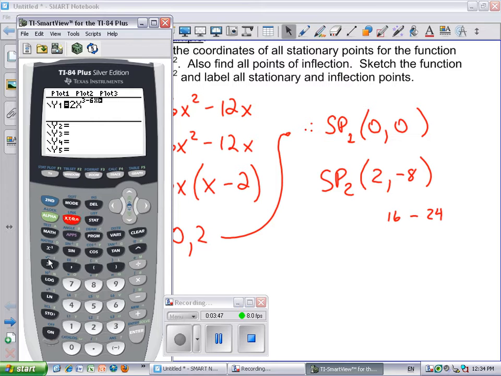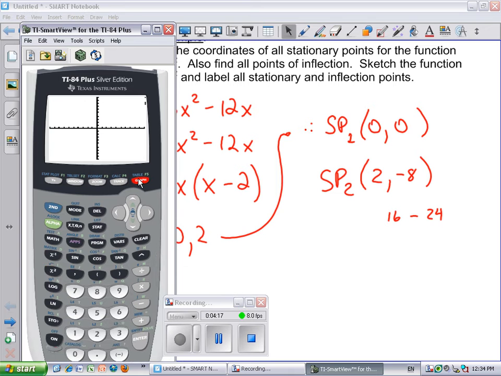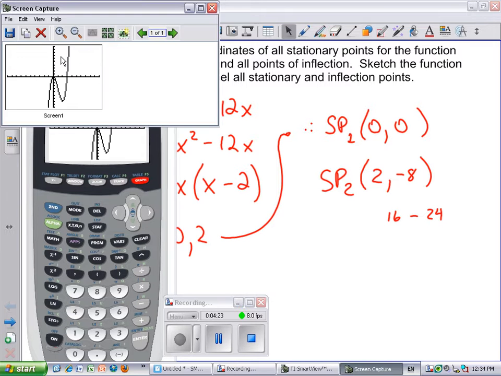Whoops. 2x. What is wrong with this calculator? 2x cubed. I go back. There we go. Minus 6x squared. Okay, graph. Okay, so I'll take this screen and I'll draw it a little better to scale with our example.